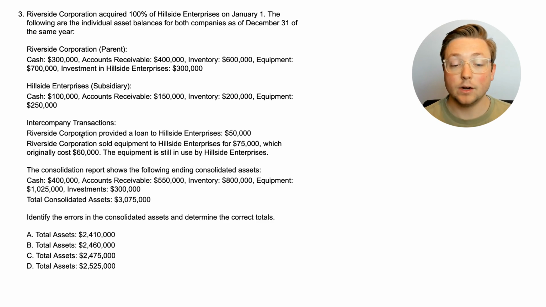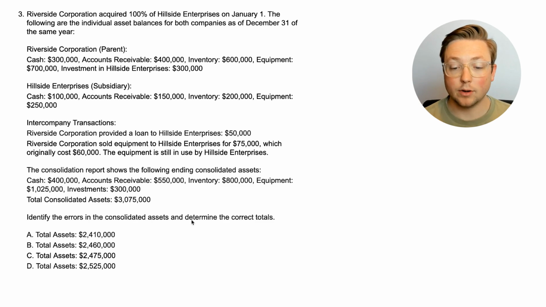Here are the intercompany transactions that they had during the year. Riverside Corporation provided a loan, so this is the parent to the subsidiary, of $50,000. And Riverside also sold equipment to Hillside for $75,000, and it originally cost $60,000. So there was a gain between them. Those are the intercompany transactions. Again, it's been consolidated, but none of these intercompany transactions have been taken care of.